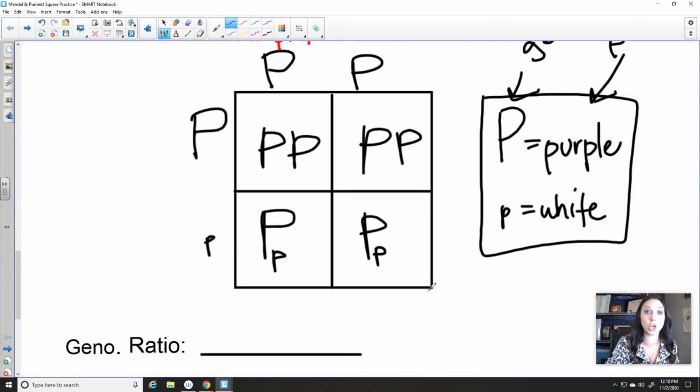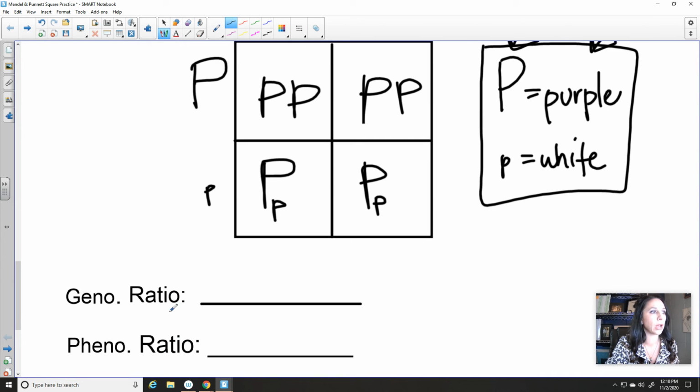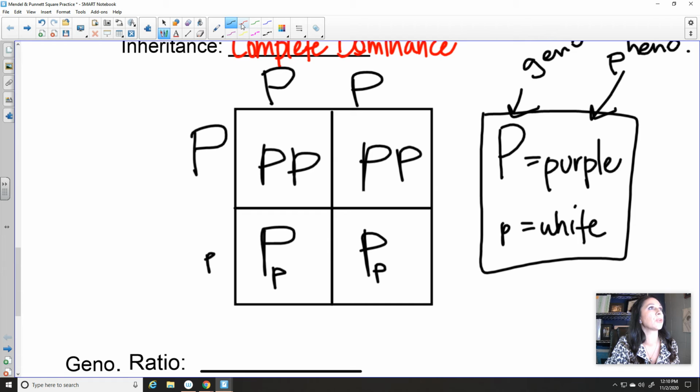Well, now we need to determine the ratios. So there's two different kinds of ratios we can have. We can calculate the genotypic ratio or the phenotypic ratio. Remember that geno refers to the letters. So I'm going to use different colors to represent which ones are which. So how many are homozygous dominant? Okay, that would be 1, 2. Okay, so we're going to come down here, we're going to write 50% are big P, big P.